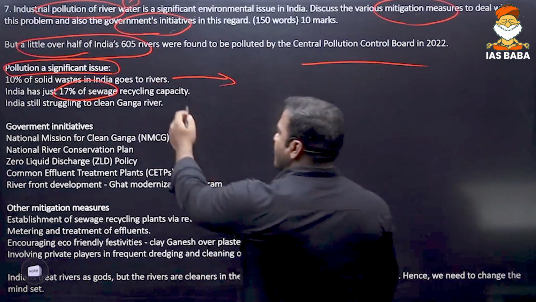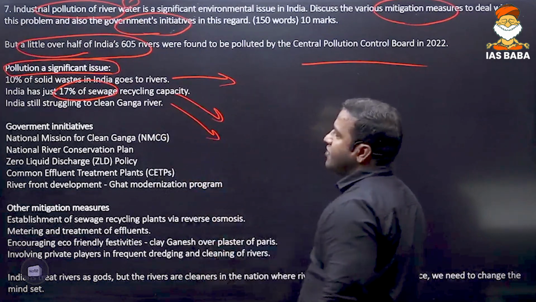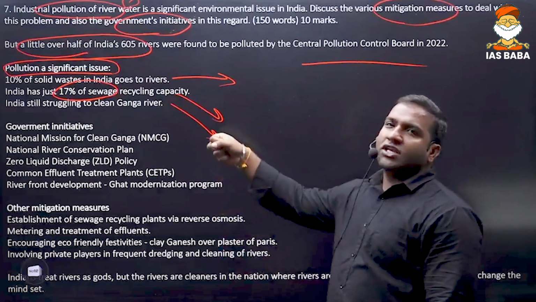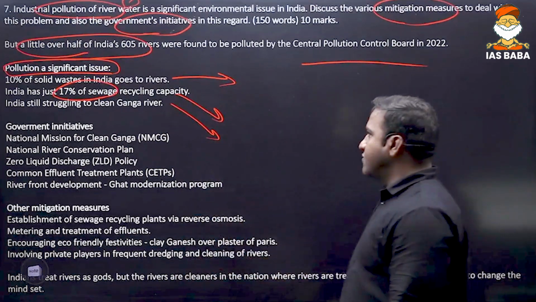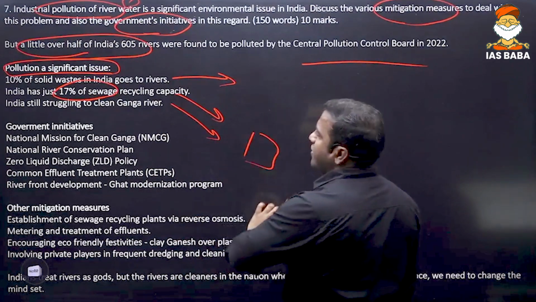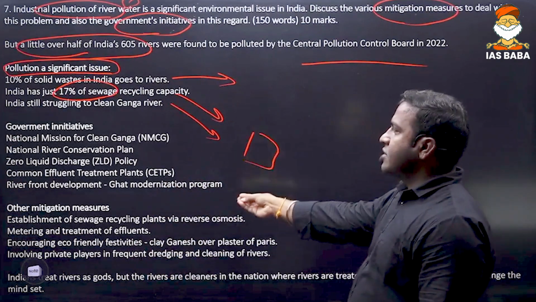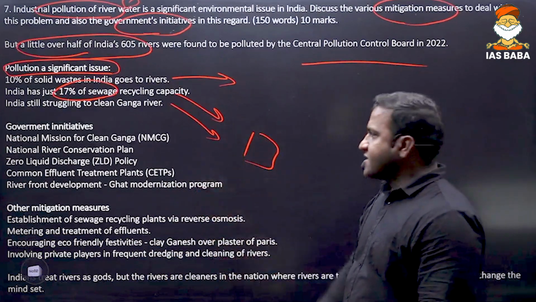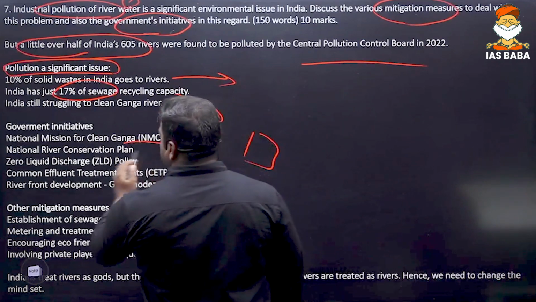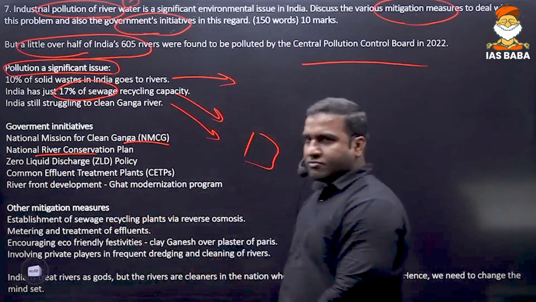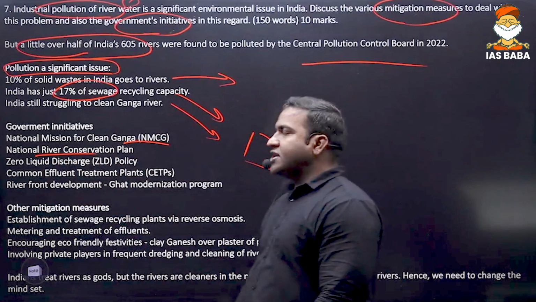So we don't have a proper recycling facility for liquid waste. And India is struggling to clean the Ganga river. Yes, the Ganga river also has to be cleaned. Now, the second part of the body. What are the government initiatives to clean the river? Namami Gange program, the National Mission for Cleaning Ganga, then National River Conservation Plan, yes, and Zero Liquid Discharge Policy.